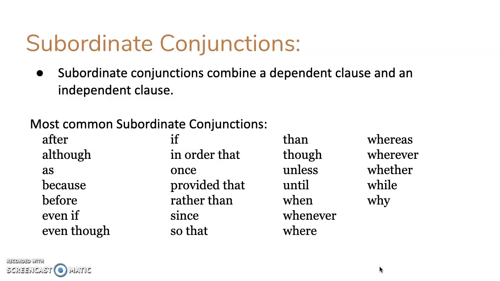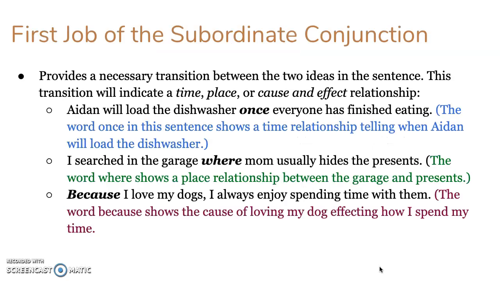There are even more on this list, but words like although, because, when, since, they can function as subordinating conjunctions, and that will help you right away to identify what's going on in your sentence, that it has that dependent clause and that independent clause.